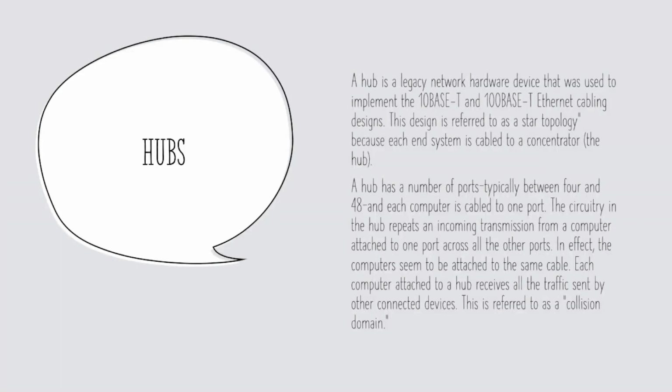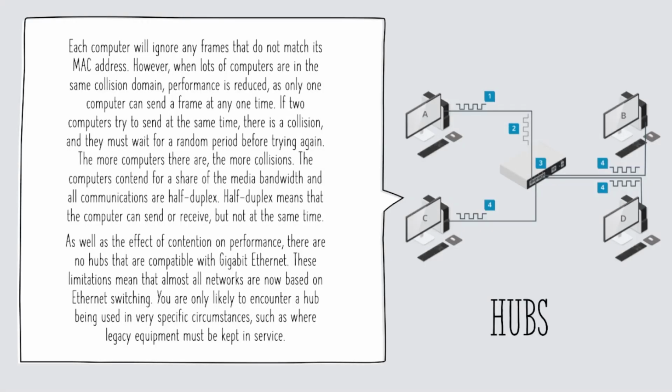Each computer attached to a hub receives all the traffic sent by other connected devices. This is referred to as a collision domain. Each computer will ignore any frames that do not match its MAC address. However, when lots of computers are in the same collision domain, performance is reduced as only one computer can send a frame at one time.